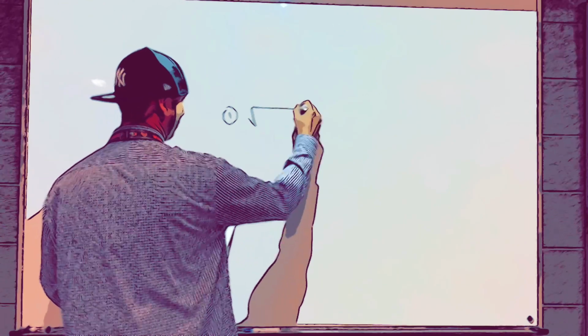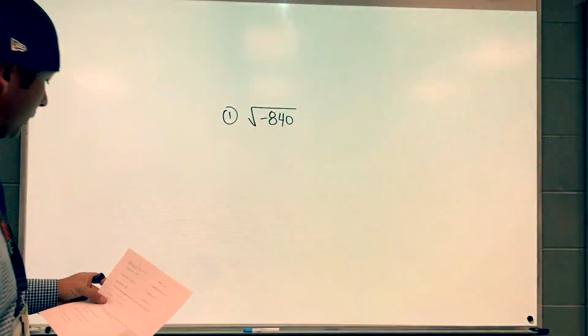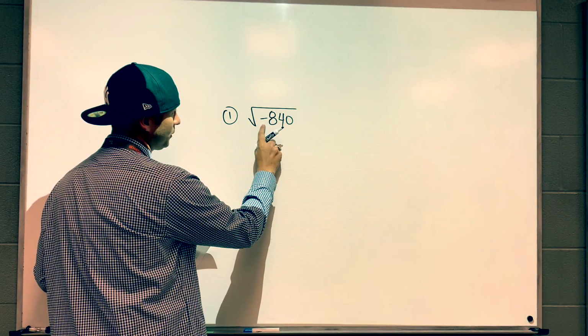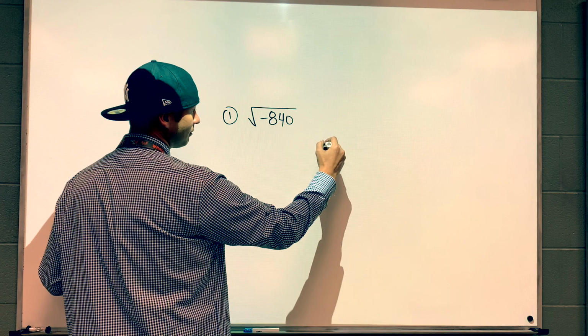All right, test 2-1, review. Okay, simplify fully. There's a negative inside of the square root, so I'm going to bring that out.